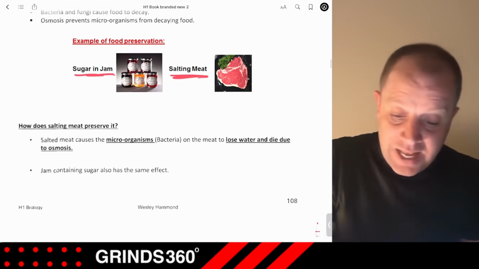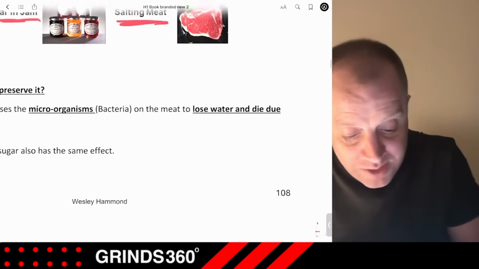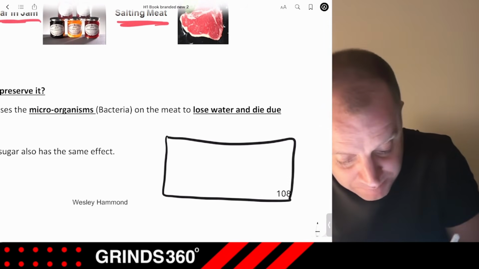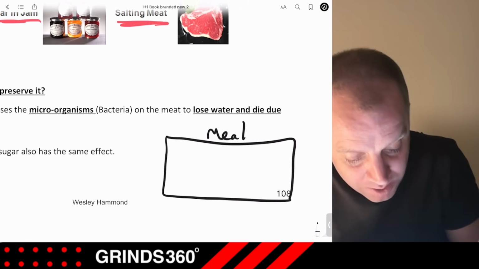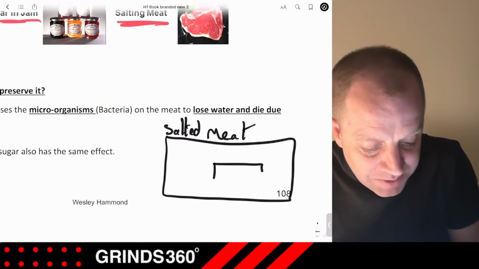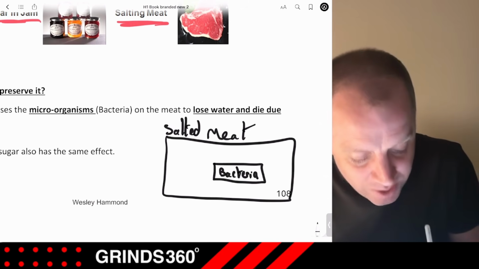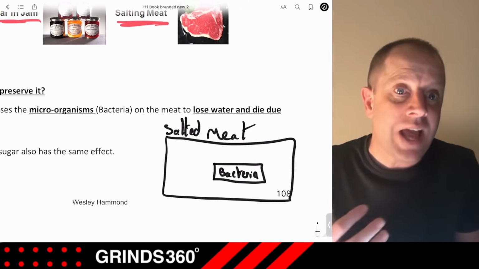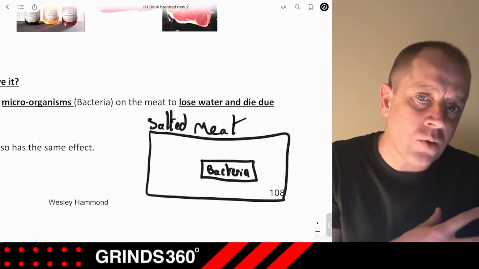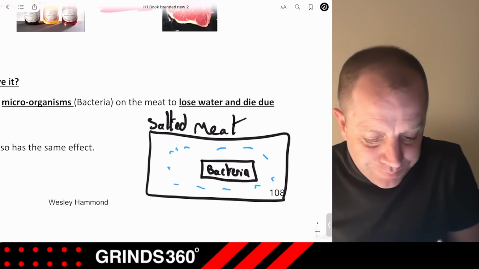I've summarized it here in one sentence, but I'm just going to show you in a diagram. Imagine here is a piece of meat, and we salted the meat. On this piece of meat, there's bacteria, and the bacteria is going to try to make the meat go off so it's not edible. So we want to kill the bacteria so it doesn't cause the meat to go off. So what you do is, you add a load of salt to the meat.